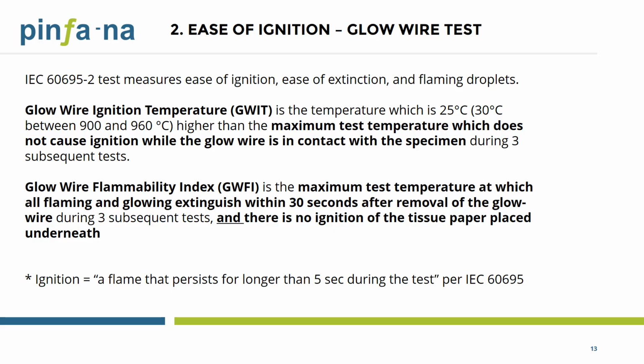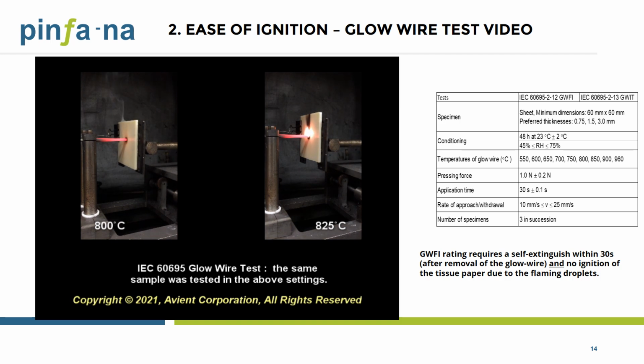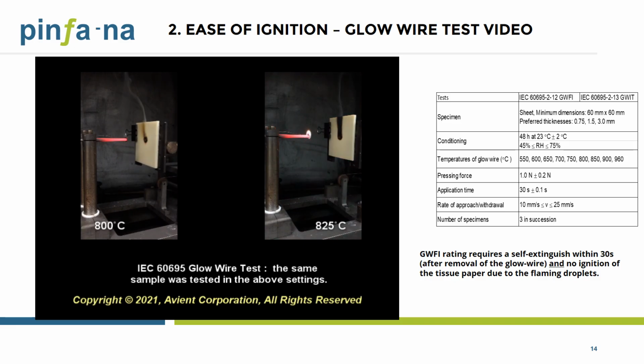Now let's look at a short video demonstration of how the GWIT is measured. This video demonstrates how GWIT is determined. 2 separate specimens of the same sample formulation were tested in the side-by-side videos here. The ignition did not occur at a glow wire tip temperature of 800 degrees C on the left, while it did at 825 C as shown in the video on the right. With the 3 repeats, the maximum test temperature which does not cause ignition is determined as 800 C, so GWIT per IEC definition is 825 degrees Celsius.